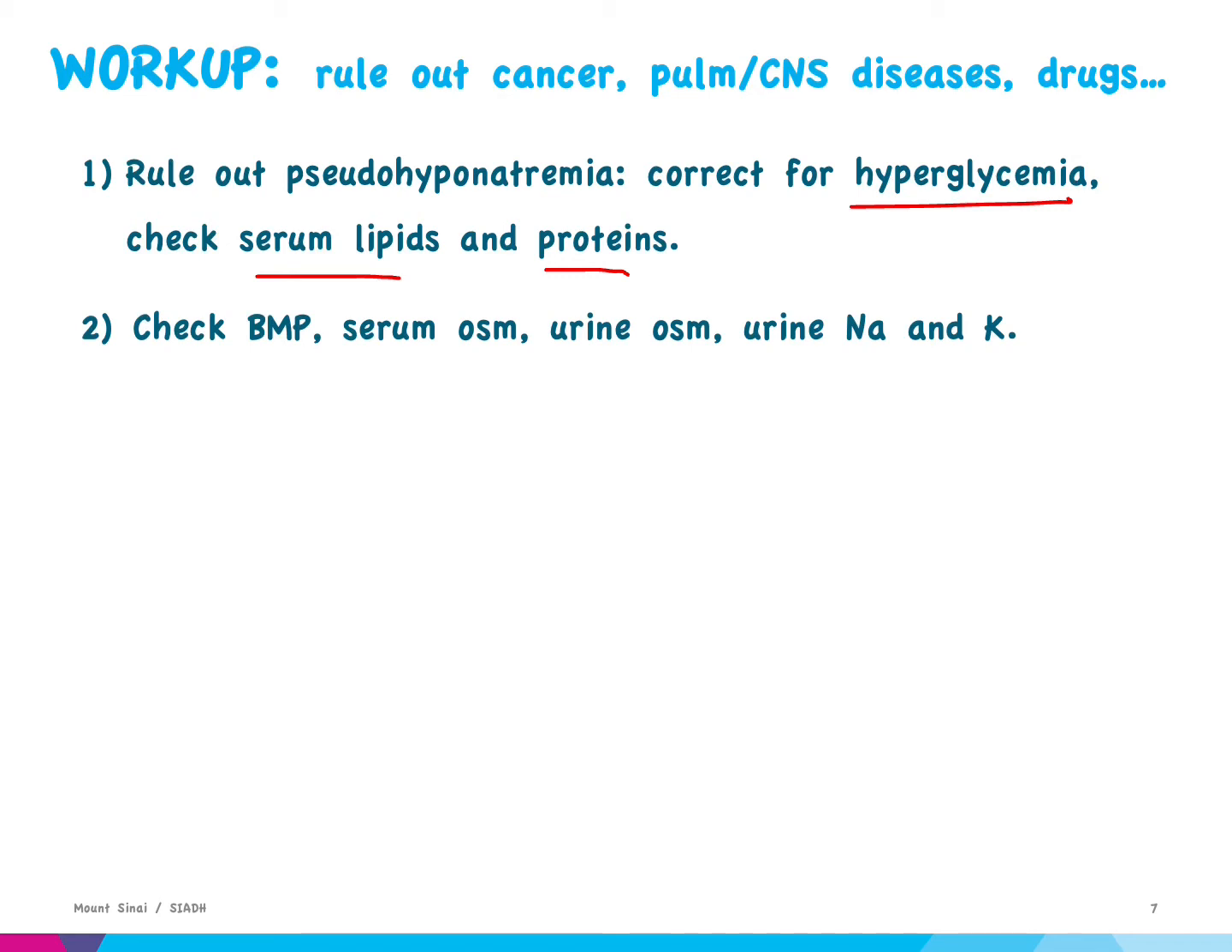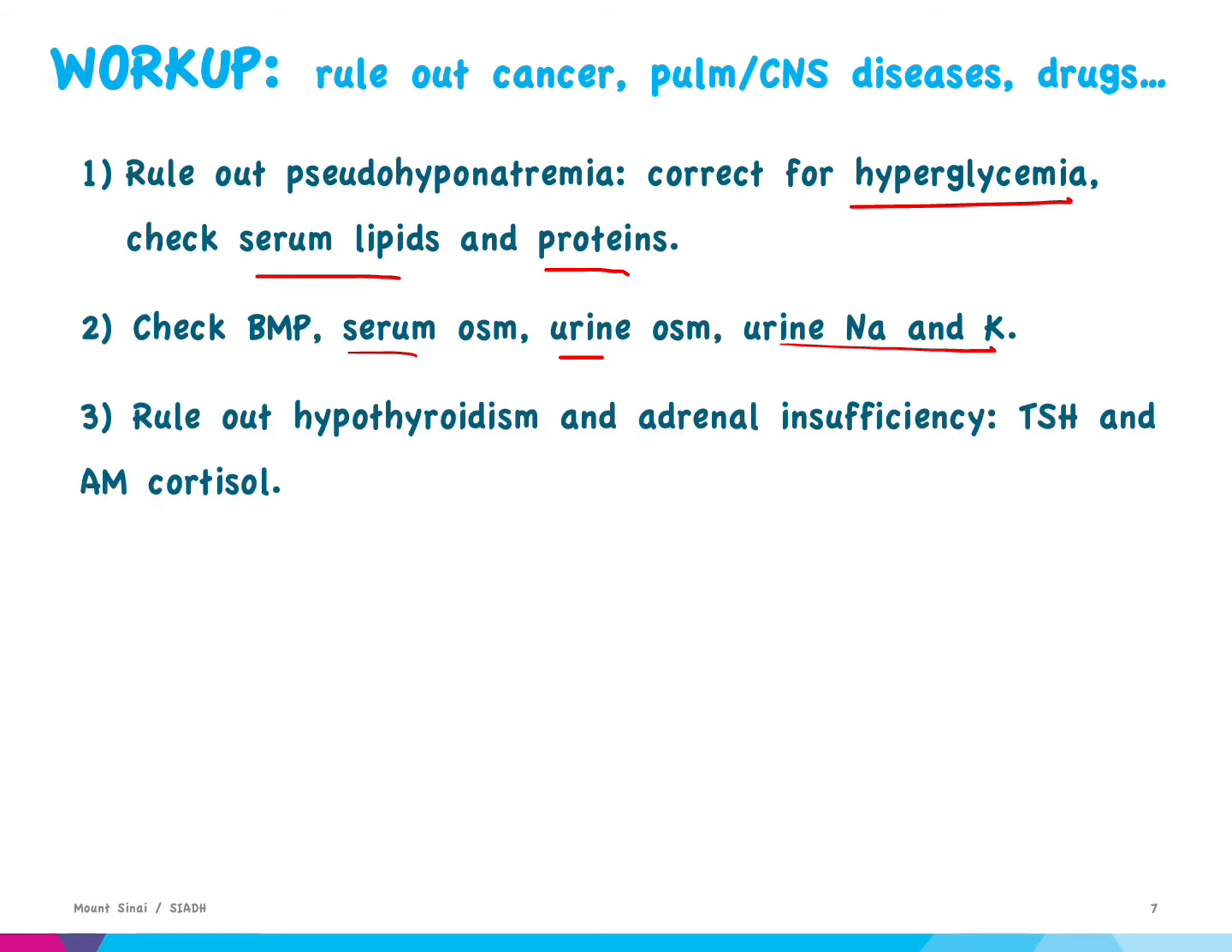We recheck the BMP, as we just said, and then at this point we have to see what's the osmolarity in the blood, so we send the serum osm in the urine, and then we want to know the electrolytes. We will send the urine sodium and the urine potassium to see what's the concentration of the urine. We have to rule out other causes that can mimic SIADH, because both hypothyroidism and adrenal insufficiency can actually have a euvolemic hyponatremia picture. So we will send a TSH and the cortisol.